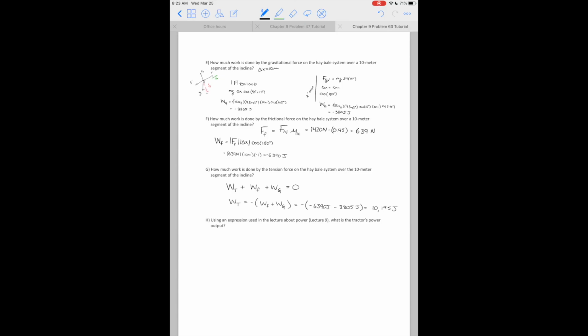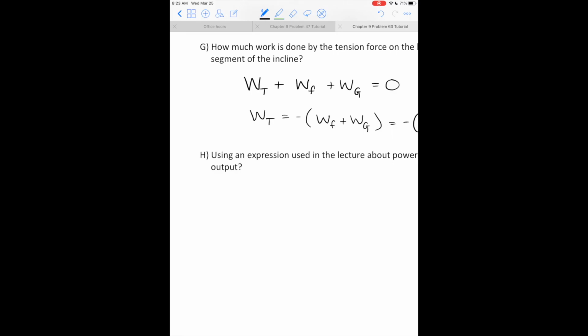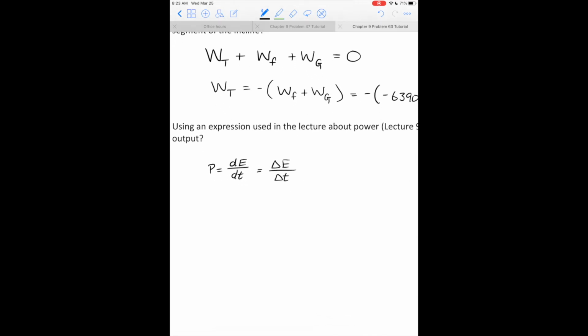So finally, using an expression used in the lecture about power, which was lecture 9, what's the tractor's power output? This is tricky. Normally we say power is equal to dE/dt. We don't have a time period to actually talk about this, right? We could also say delta E over delta t. There's no time interval. There was a different way of talking about it that we came up with. Power was also equal to F dotted with our velocity.